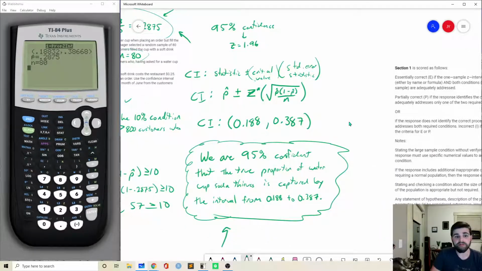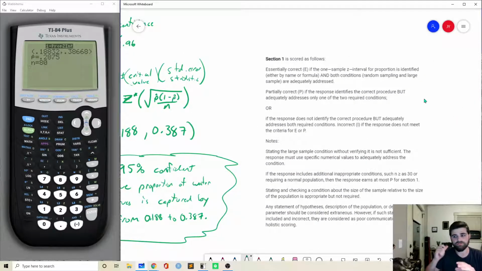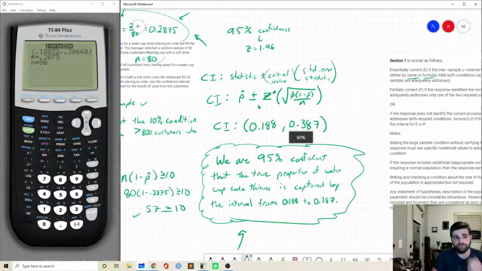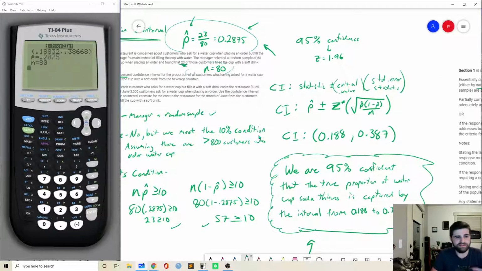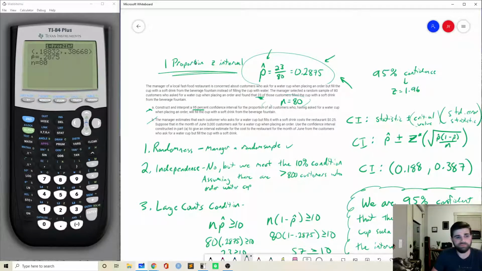So I'm not going to do part B, but I am going to talk about the scoring, because I think it's really important when you're studying for the AP test to know where you can lose points. So you can either score essentially correct, partially correct, or incorrect. So here's what you have to do. If the one sample z interval for proportion is identified, and notice it says either by name or formula, okay? So I wrote down the formula, which is ideal to show that you know how to do the math, even if you don't actually do it, even if you use the calculator. I know what I would do. And then you can also name it as well.